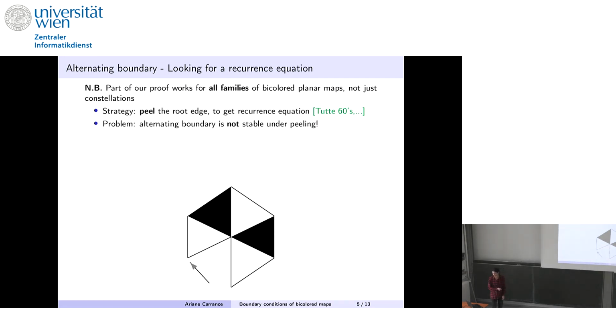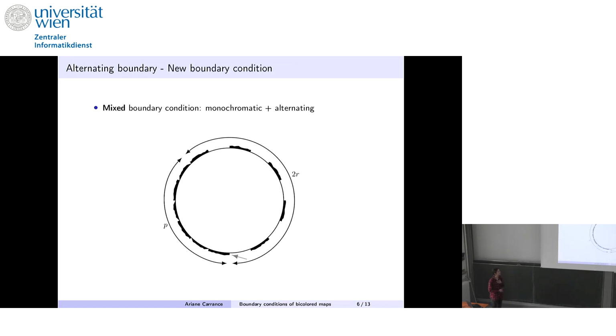And if you do that starting with just the alternating boundary condition, it's not stable because just after one step, you lose the alternating property. So you have to look at a more general boundary condition. And it's actually one that mixes the monochromatic condition that's well known and the alternating one that we're interested in. So I'm going to show you a lot of drawings that look like that.